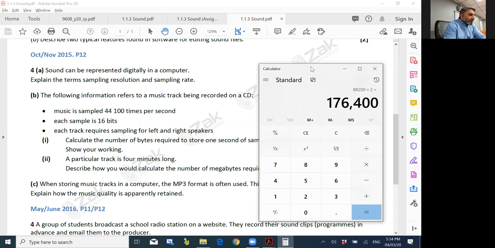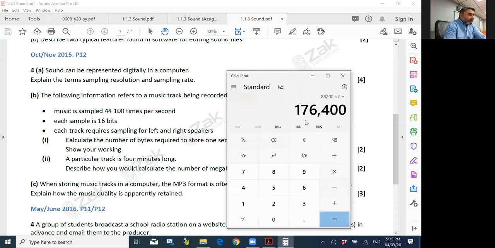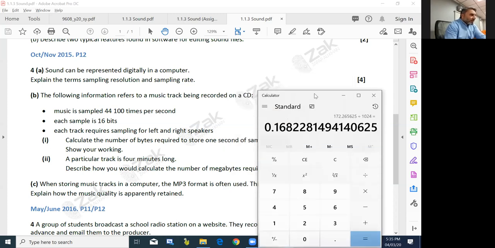So this is 1 second of sound in bytes. Let's divide it by 1024, this is kilobytes. And then divided by 1024, this is megabytes. Now this is 1.7 megabytes, let's say. This is the per second recording.